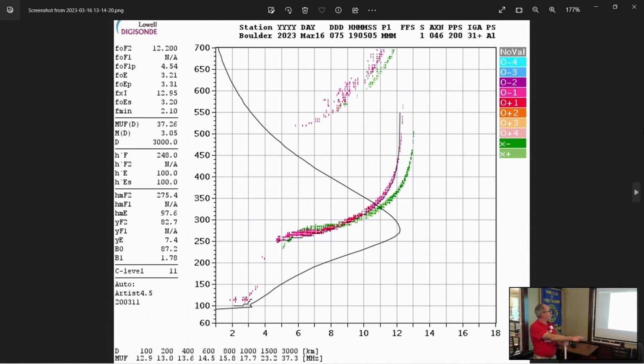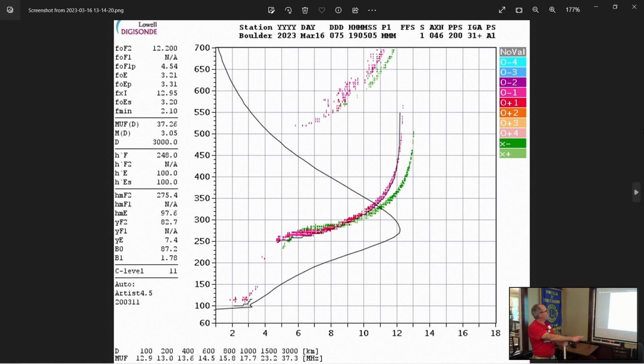This has gone up to 12 megahertz. I've seen it go up to 13 in the last few weeks during the day. I haven't seen it hit 14, and I've never seen it hit 14. So there is no 20-meter NVIS.